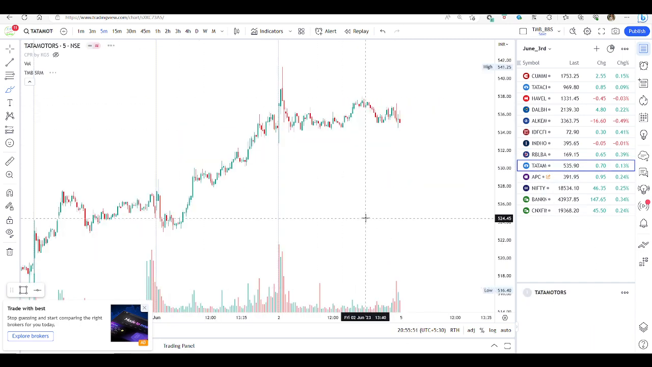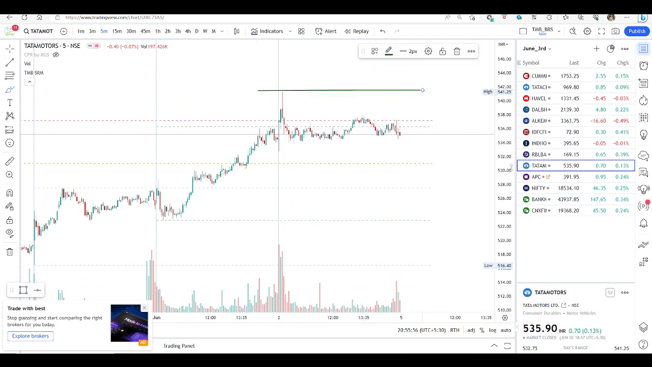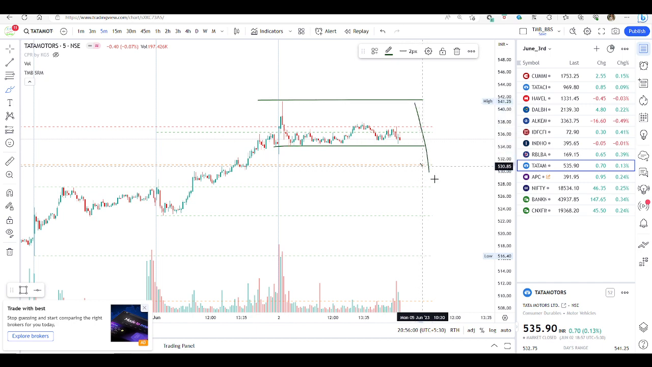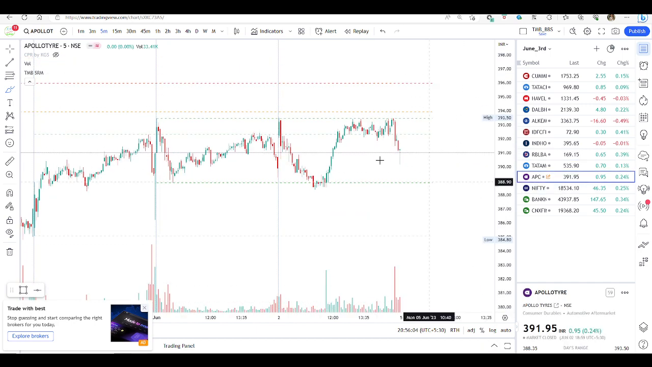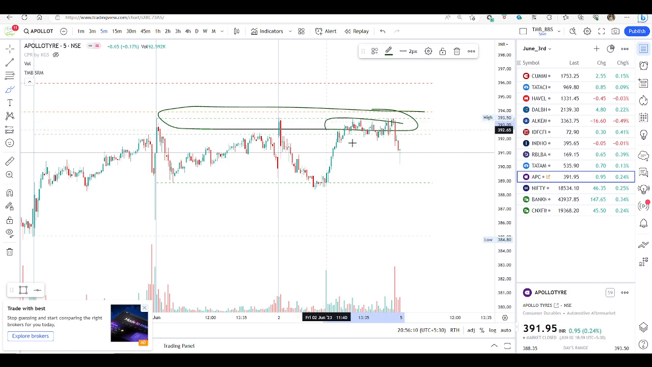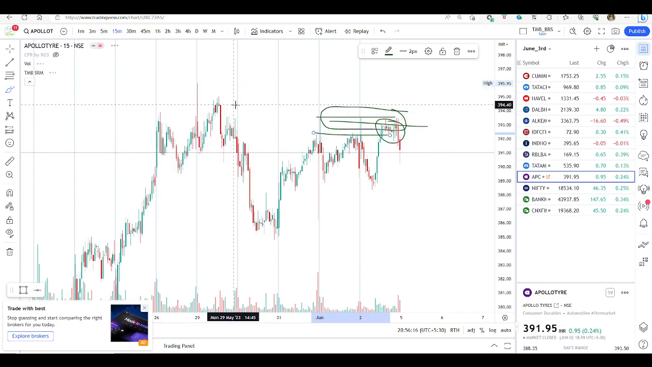Tata Motors, reversal trade. If this opens gap up, I will try to sell it till this point. Apollo Tyres, a reversal trade only. At the top there is no probability of going up because a lot of price action happened. Cluster of resistances are there. You try to draw the last 4-5 days.